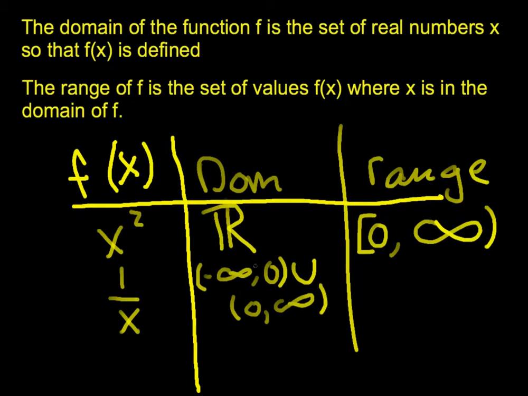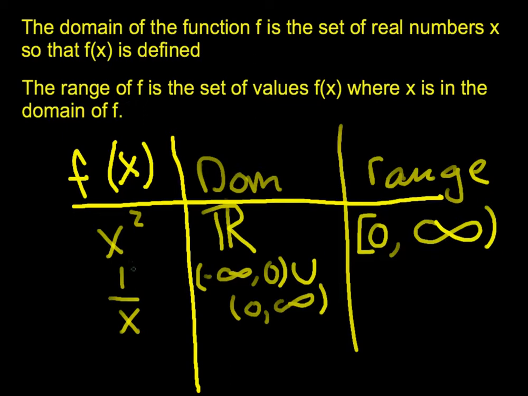And notice we have soft brackets because we can't include 0. We also can't include infinity because infinity is not a real number. Now the range, again, think about numbers you can put in here. If I put very large numbers in for x, this ratio will be very small. But if I put very small, close to 0 numbers, this ratio will be very big.